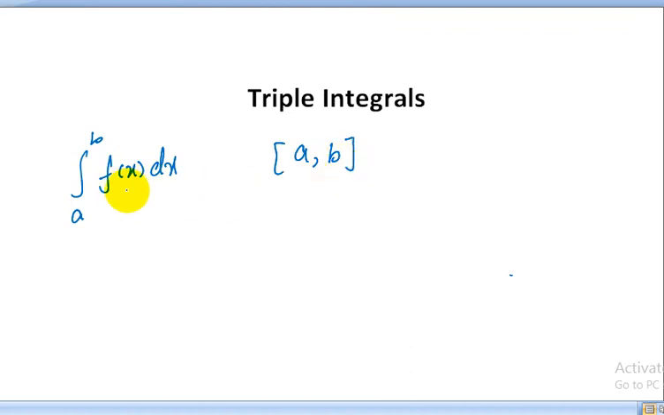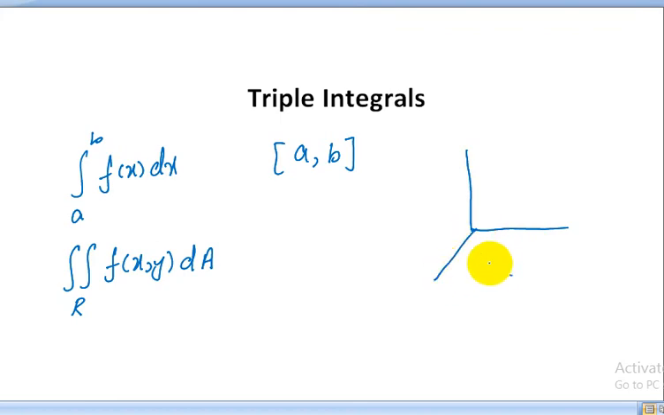Here f is a function of one independent variable x, while double integral over the region R for the function f of x y dA is evaluated over a closed and bounded region in xy plane, some region R in xy plane. This is our x-axis, y-axis and z-axis. So double integral is evaluated over region R in xy plane. Here f is a function of two independent variables x and y.